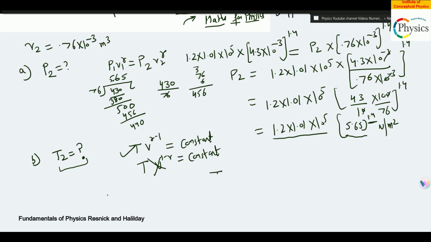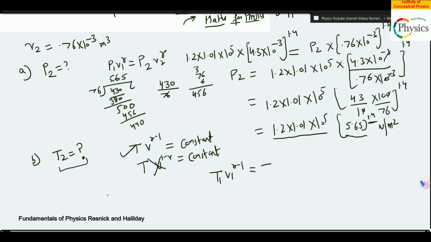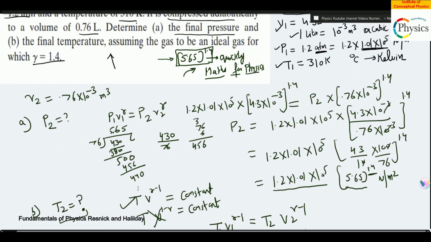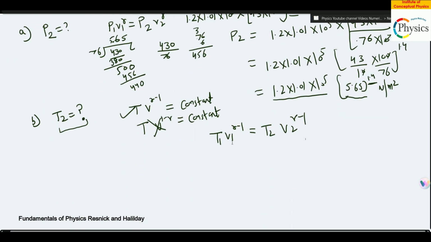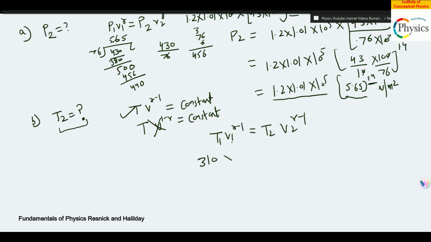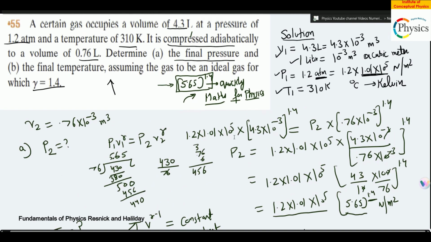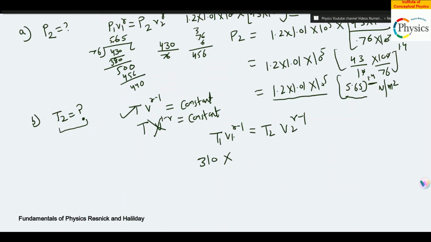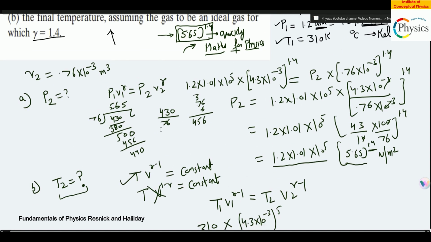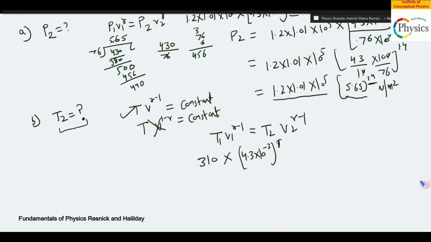So this is T1 V1^(gamma minus 1) is equal to T2 V2^(gamma minus 1), right? So let's go and see T1. T1 is 310, multiplied by V1. How much is V1? V1 is 4.3 liters, so 4.3 into 10 raised to power minus 3. The gamma is given to be 1.4, so it is 7 by 5 actually. So it is raised to 1.4 minus 1, is equal to T2, which you need to find out.